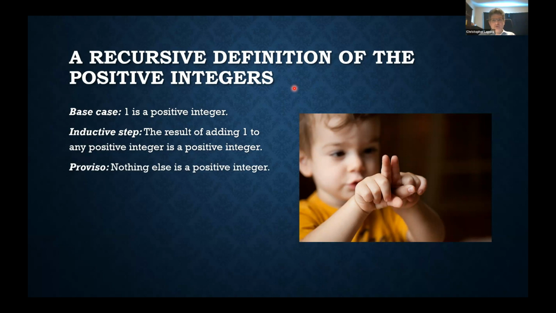And then you just have your proviso, right? Nothing else is a positive integer, right? So, ham sandwiches and 3.5 and -4 and all of those, none of those count as positive integers.